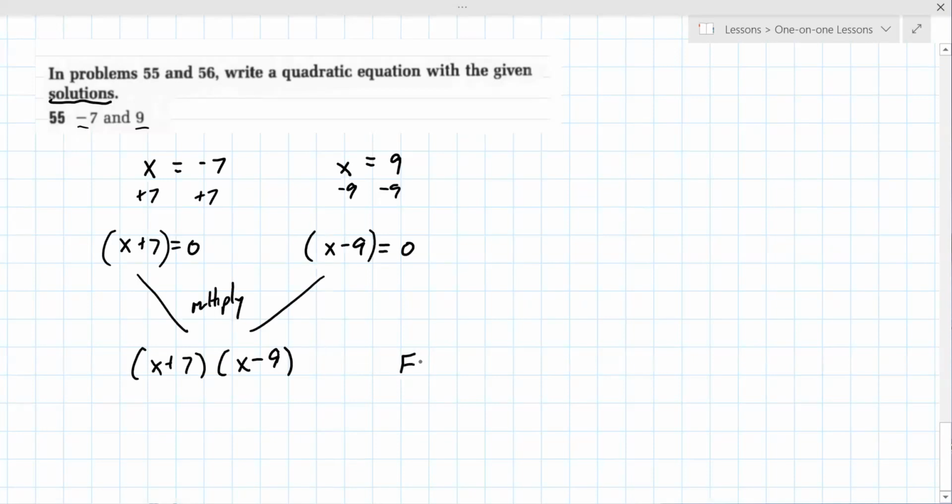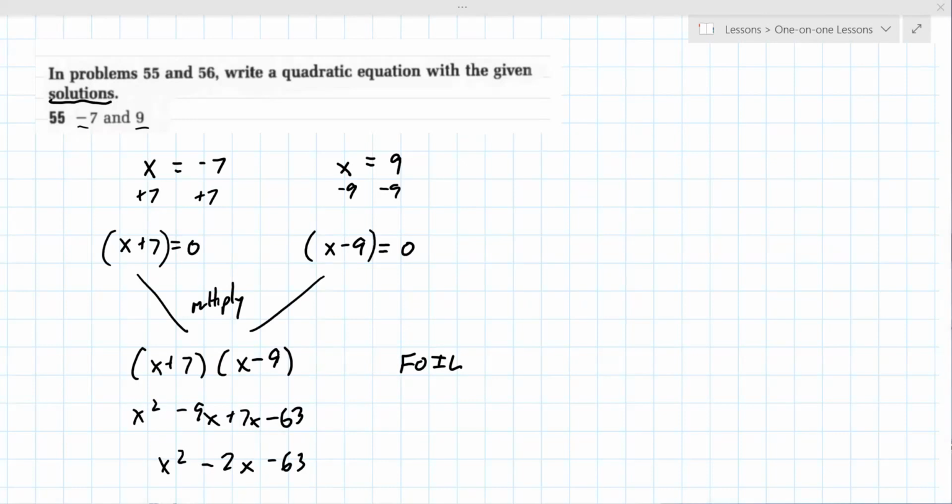And that's where you're going to FOIL. Is FOIL something you're very comfortable with? Yeah. Okay, so it's x squared minus 9x plus 7x minus 63, x squared minus 2x minus 63. So if you were to factor this, you would get back to this line here. This FOIL and factor are very much related.